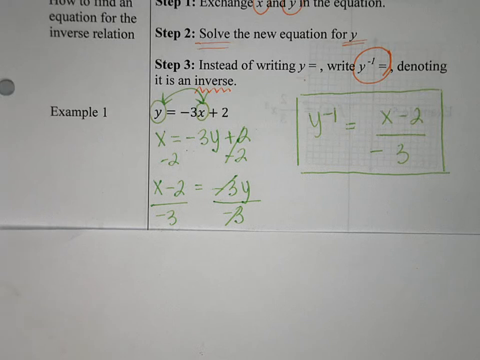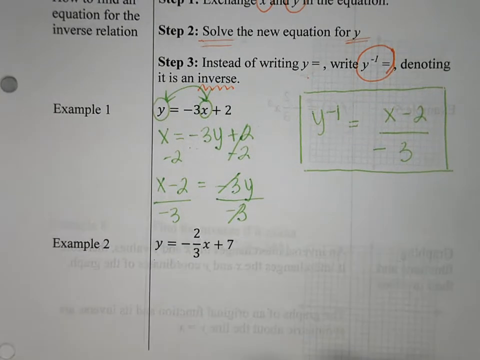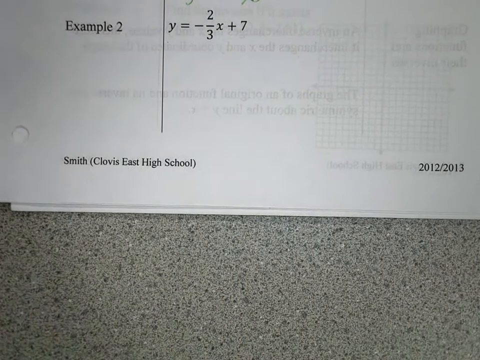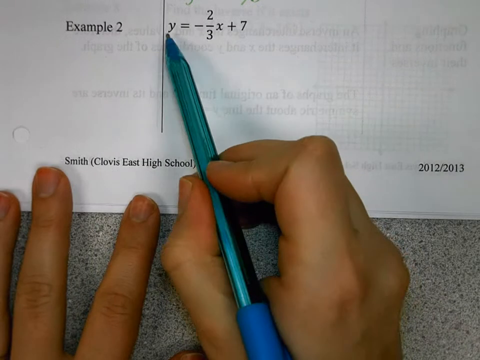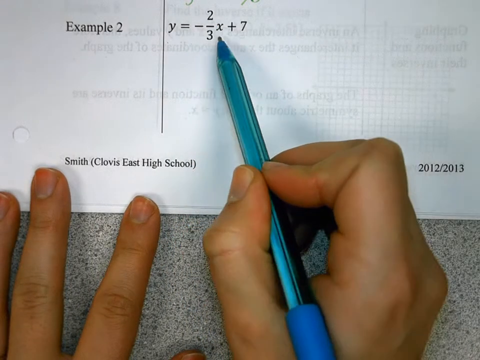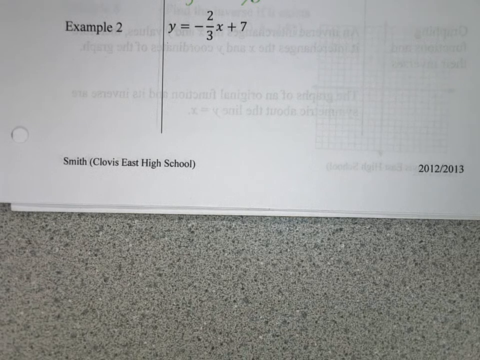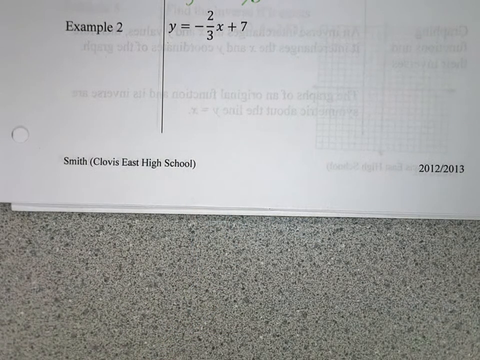And that's it. Not too bad? It's something you already know how to do. You just needed the first step of flipping them. So let's look at example 2. Okay, new function: y equals negative 2/3 x plus 7.